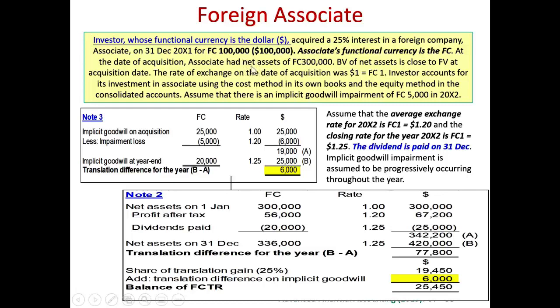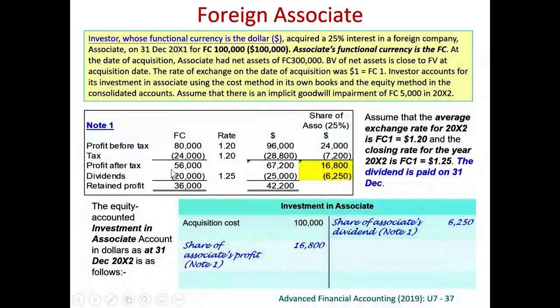At the day of acquisition, the net assets were 300,000 FC. On that day, the exchange rate was 1 to 1. Therefore, we translate using 1 to 1, $300,000. At the end of the year, the net assets should increase because we have profit. Profit increases net assets, dividend reduces net assets.